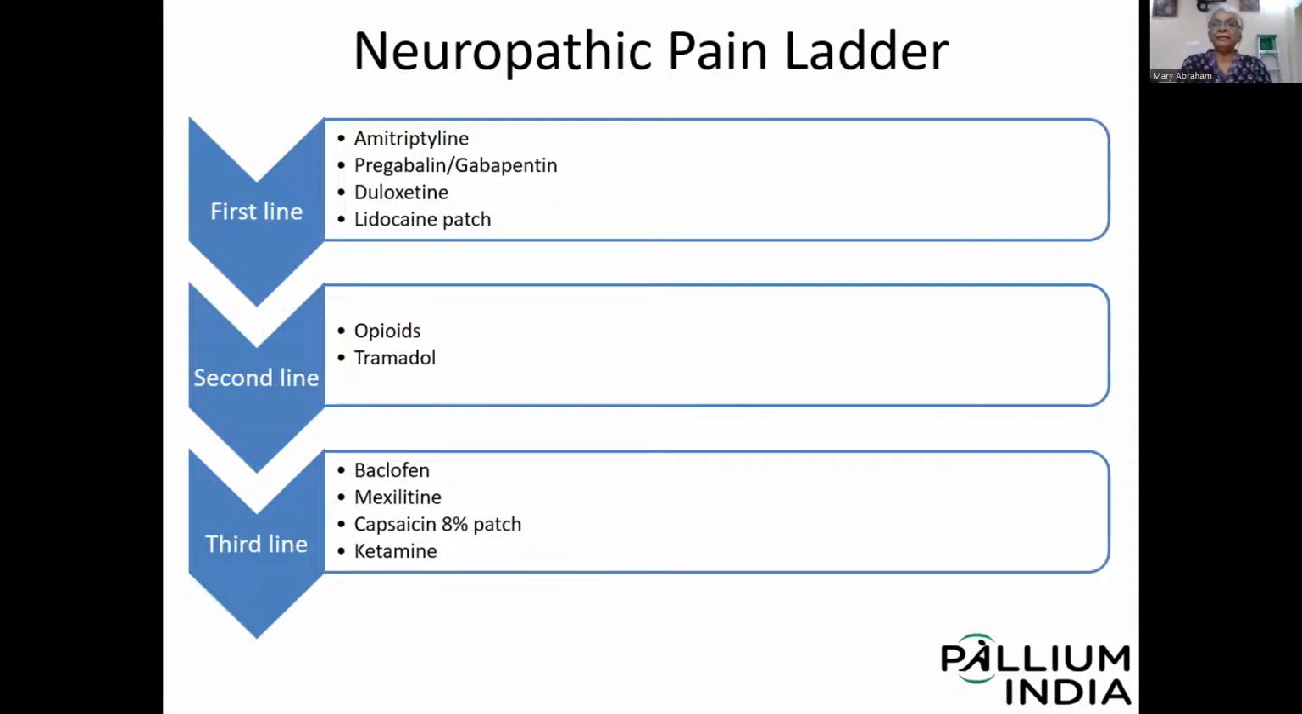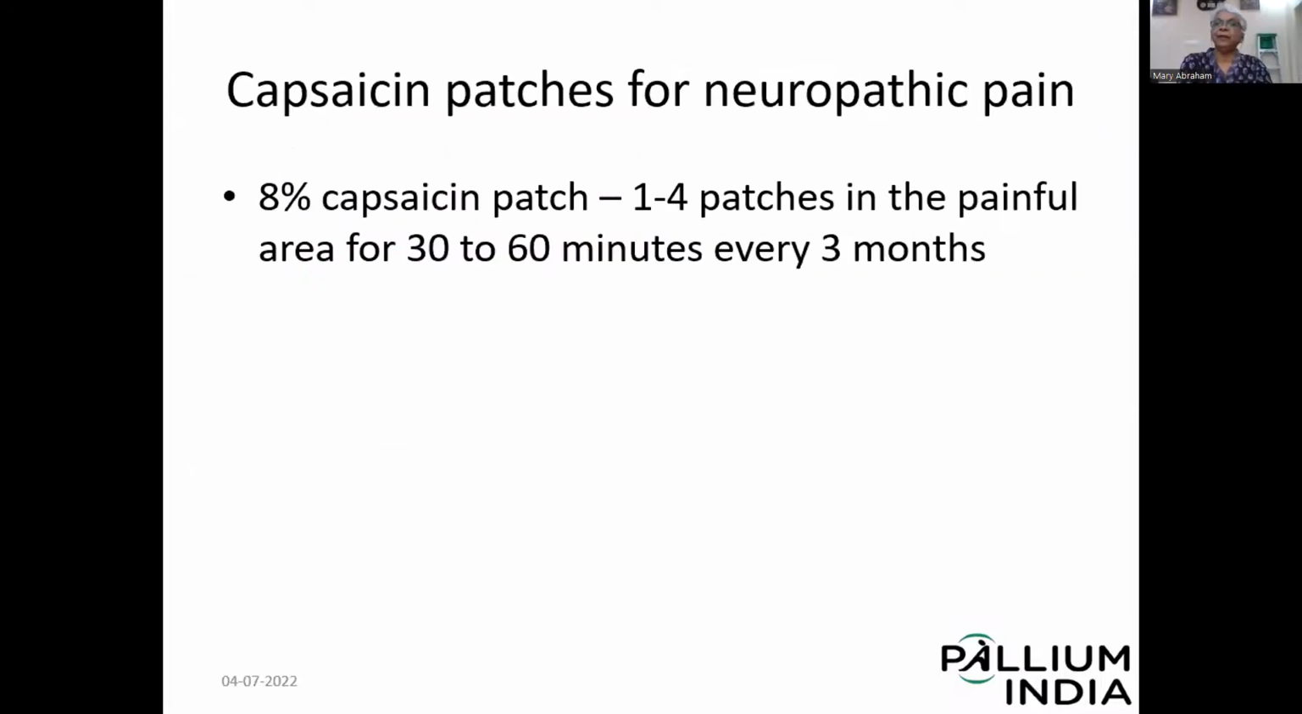If you look at the first line drugs for neuropathic pain, they include amitriptyline, pregabalin, gabapentin, duloxetine, lidocaine patch. Second line are opioids and tramadol. And third line are baclofen, mexiletine, capsaicin patch, and ketamine. A capsaicin patch I mentioned, 8% patch can be applied, 1 to 4 patches in the painful area for 30 to 60 minutes and can be applied every 3 months.